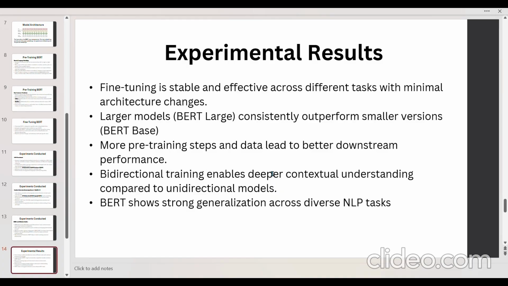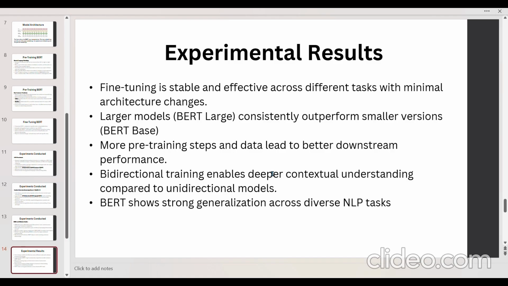Coming to the overall results for all the experiments of the model, here we find that fine-tuning the BERT model is stable and effective across different tasks with minimal architecture changes. The larger version of BERT, which is BERT large, has consistently outperformed the smaller versions such as BERT base, which was the original model. And here, more pre-training steps and a larger data corpus can lead to better downstream performance.